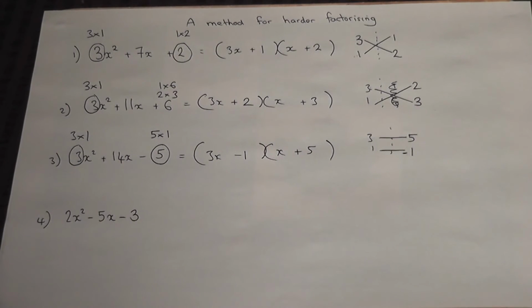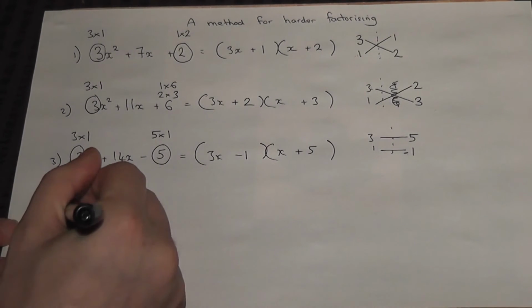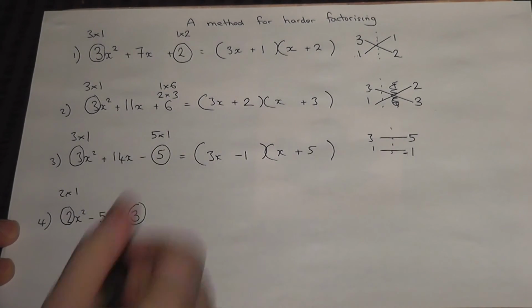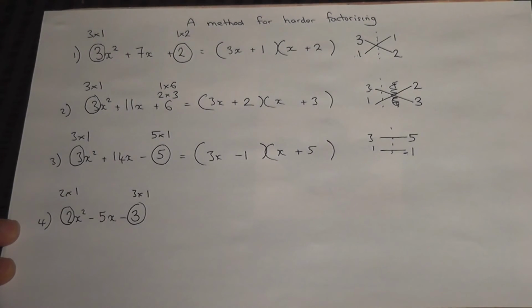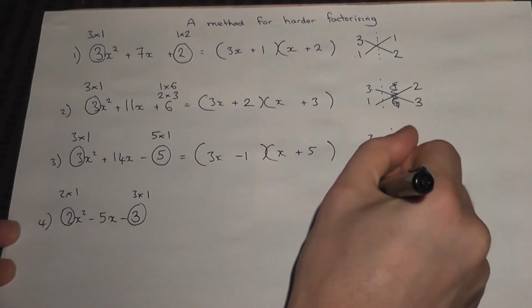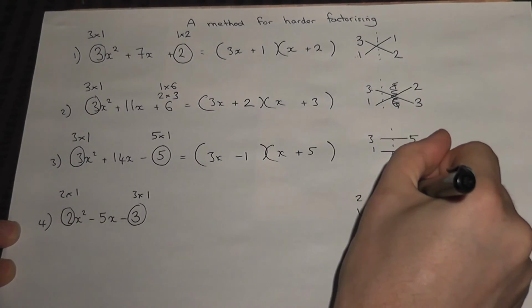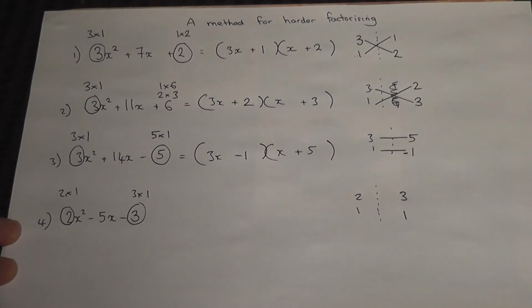So for the fourth one, we've now got a 2 here rather than a 3. So that's 2 times 1. I've got a 3, which is 3 times 1. So I'll put the 2 and the 1 down here, and the 3 and the 1 down like so. I must get a 5x, but a negative 5.